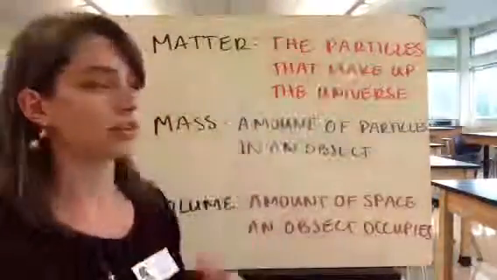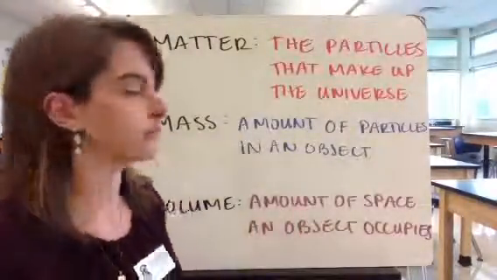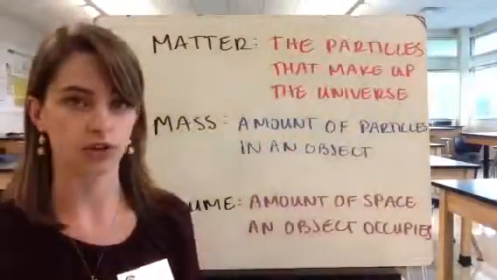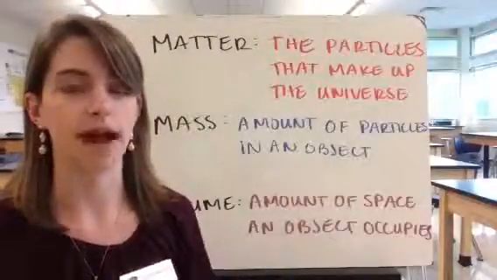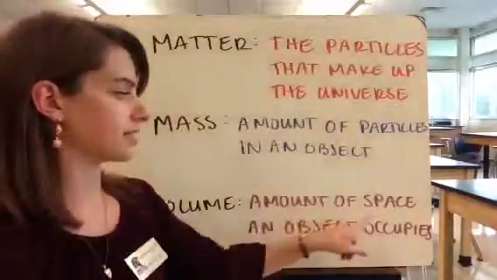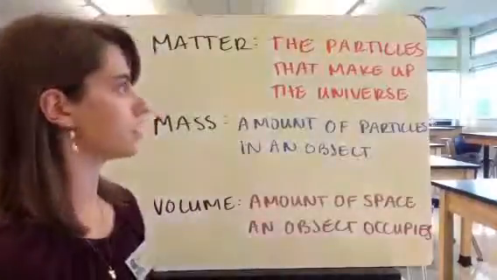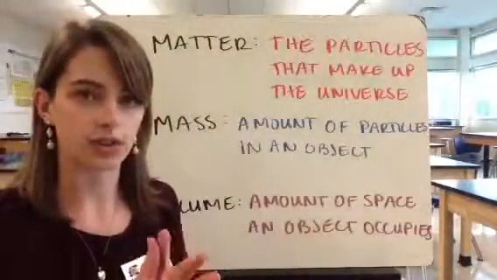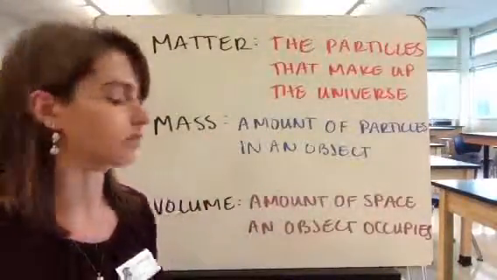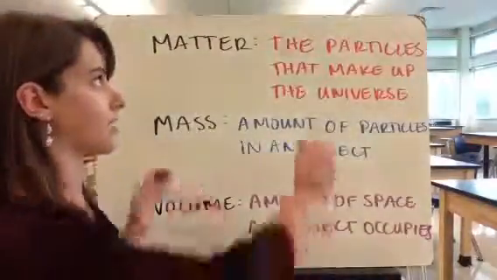Matter describes the particles that make up the universe. Matter is the stuff that everything else is made of. Mass is a measure of the amount of particles. So it's the amount of matter or the amount of stuff in an object. The volume then is the amount of space an object occupies, or the amount of space matter takes up or occupies. So we have matter, those are the actual particles. Mass is a measure of the amount or how many particles we have. And volume is a measure of the amount of space that those particles or that matter occupies.